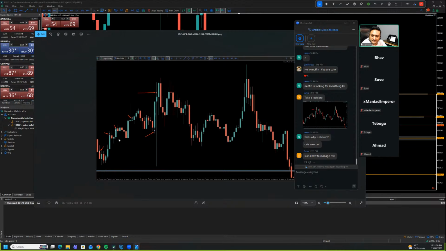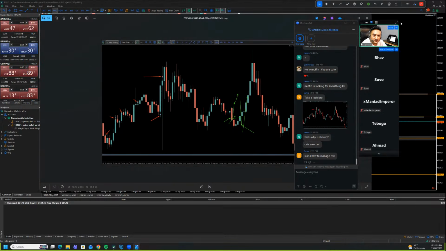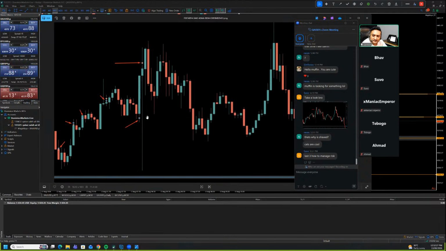Okay. This one, if you execute a buy here, it's a clear late entry, buddy. It's a clear late entry. This buy does make sense, but not as an impulse entry. I think so. Let me zoom in so I can get a better picture.